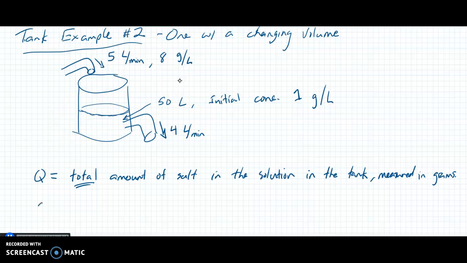So let's figure out what Q of 0 is, because I'm going to use that to figure out what my C value is. Well, let's see. I have 50 liters and an initial concentration of 1 gram for every liter. So it is 50 liters times 1 gram per every 1 liter. Liters cancel, give me 50 grams. So that's Q of 0. We'll use it later to find our C value.